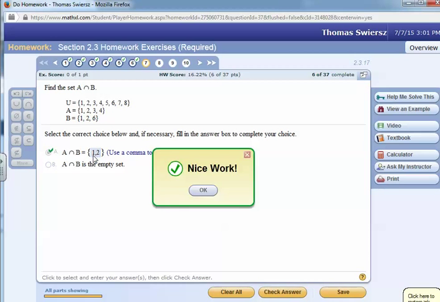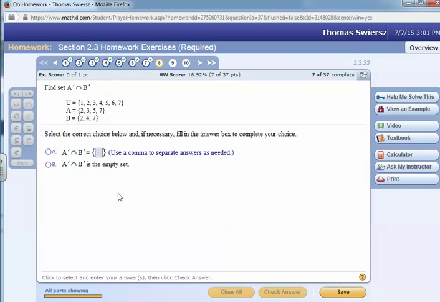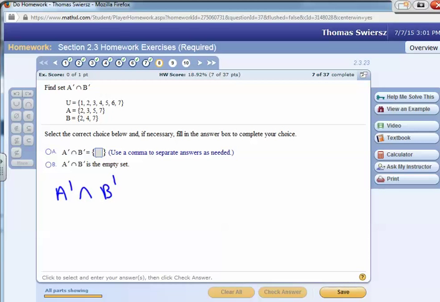1, 2, and there's our correct answer. Number 8, okay, we've got to do A complement intersect B complement. All right, A complement intersect B complement. Order of operations is you do the complements first. So here, if we're going to do some work, we're going to do A complement.